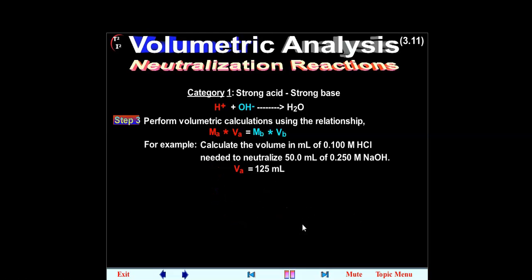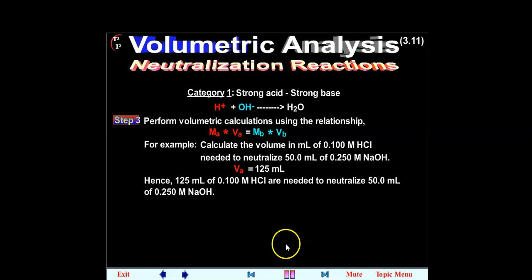Va equals 125 milliliters. Hence, 125 milliliters of 0.100 molar HCl are needed to neutralize 50.0 milliliters of 0.250 molar NaOH.